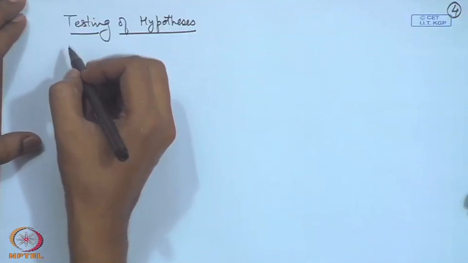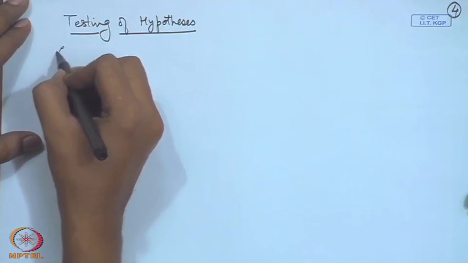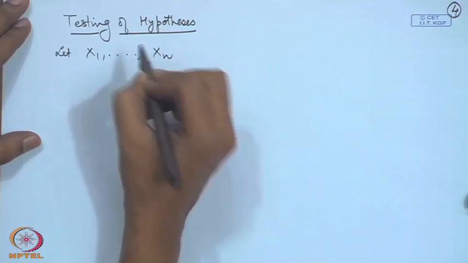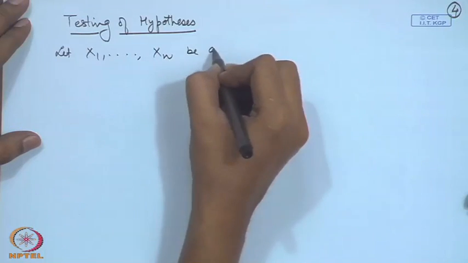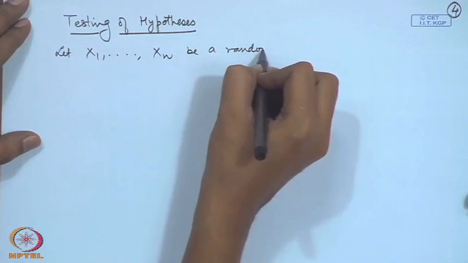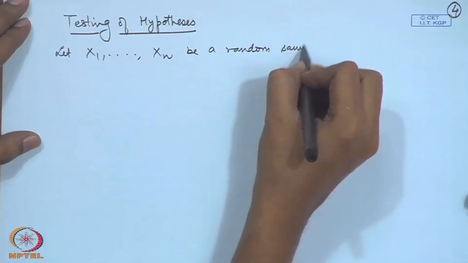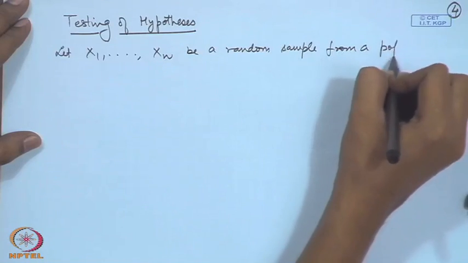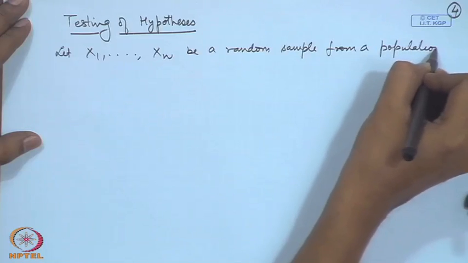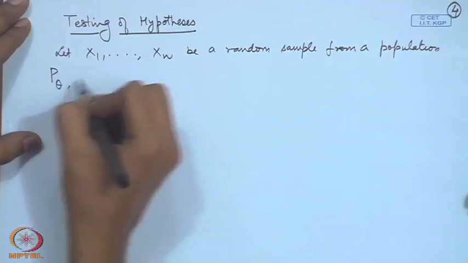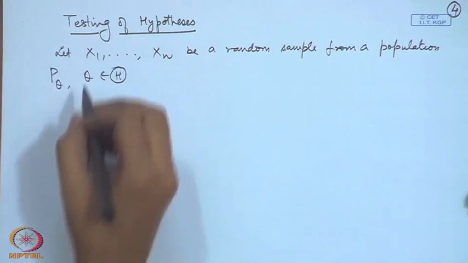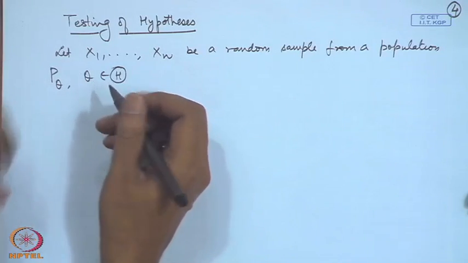So, we pose the problem in the following fashion. So, let x 1, x 2, x n, at our disposal we have a random sample. Let x 1, x 2, x n be a random sample from a population, say p theta, theta belongs to parameter space theta. This theta could be a scalar or a vector.